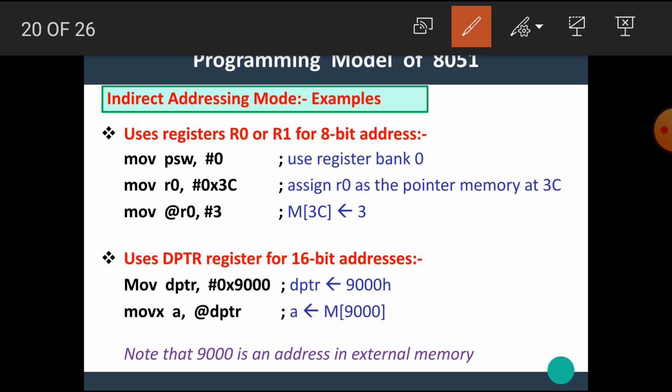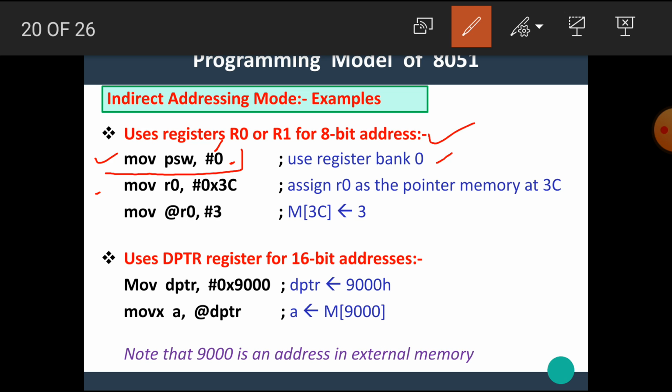Here we use the register R0 or R1 for an 8-bit address. MOV PSW, #0. That means we can identify this instruction. Here the hash sign indicates the immediate addressing mode. That means use register bank 0.